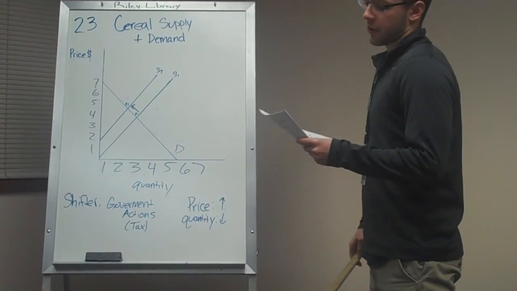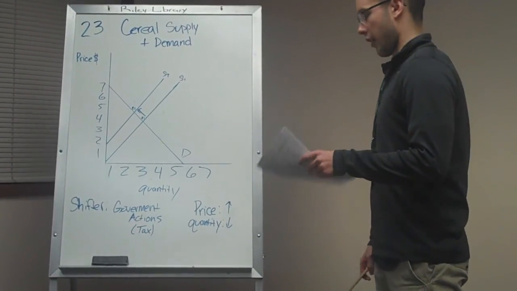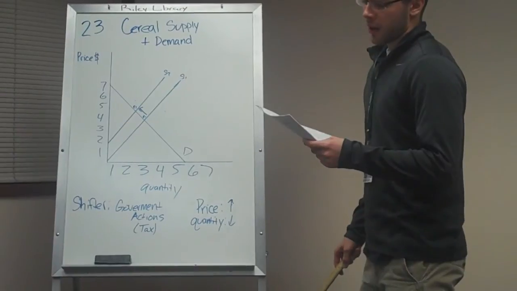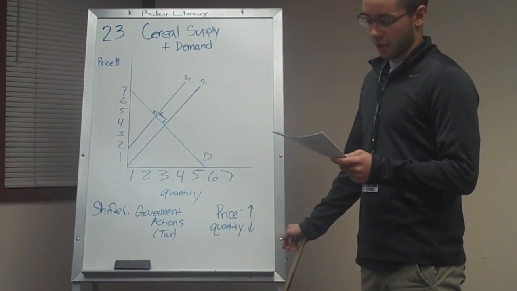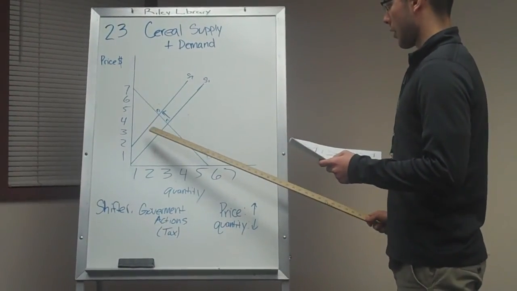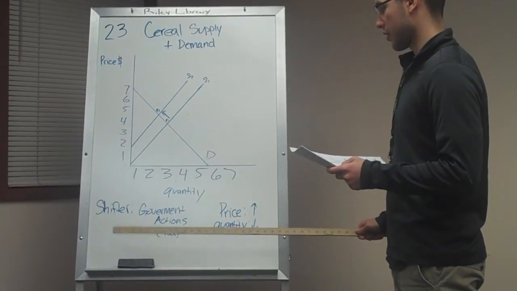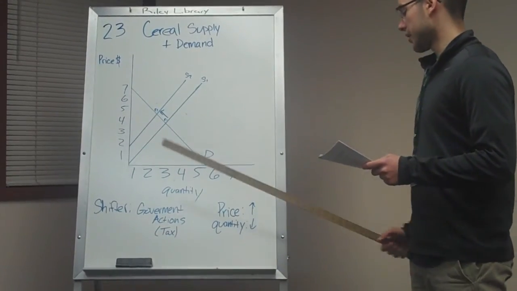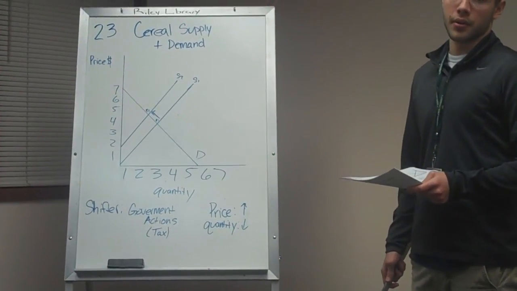Alright, for number 23, the government taxes the cereal company. So if the government taxes the cereal company, then the supply is going to go down because it's going to cost them more to make the cereal. So then the graph shifts that way, and the shifter is the government actions, which is the taxes, and the price is going to go up, but the quantity demanded is going to go down.